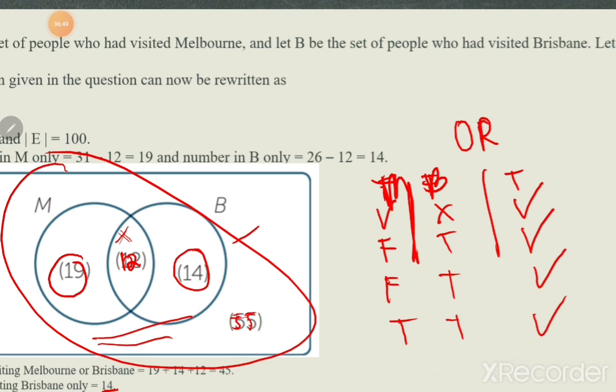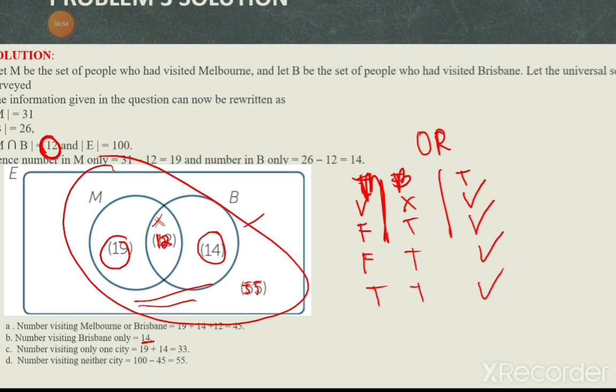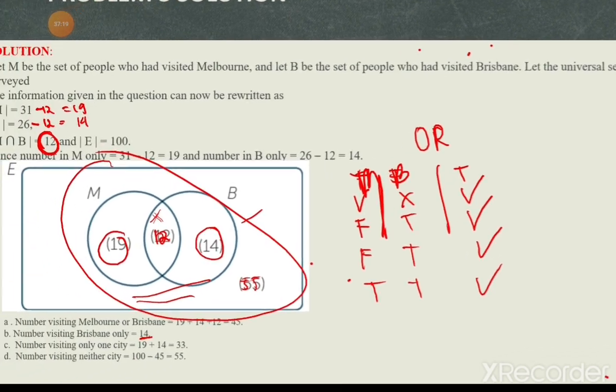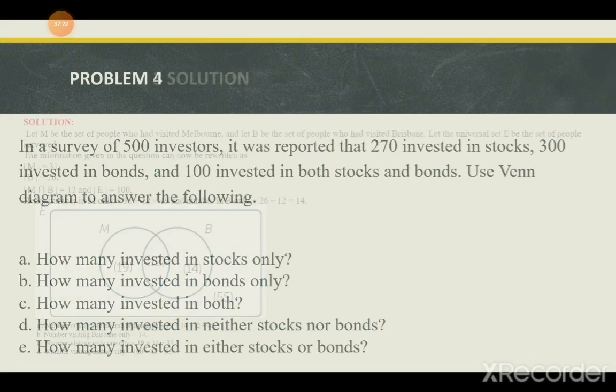And then, since it was already indicated in your problem that there are 12 people who visited your Melbourne or Brisbane, therefore I may say that this 31 minus 12 people is the people who only visited your Melbourne, and then your 26 minus 12 are the people who only visited your Brisbane. Okay? So, yan. May question pa ba kayo, guys? Okay. Next tayo.